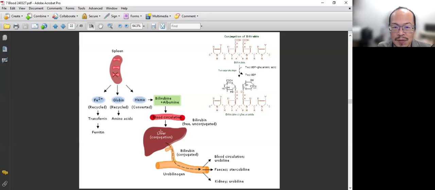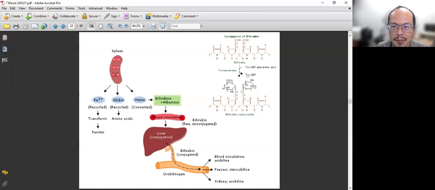However, while it gets transported, this bilirubin is also kind of active. So we need someone to chaperone it, to carry it, in order to prevent its interaction with other things. We usually use albumin, the most abundant protein in the plasma, to chaperone it and carry it into the liver. In the liver, this bilirubin will get conjugated.